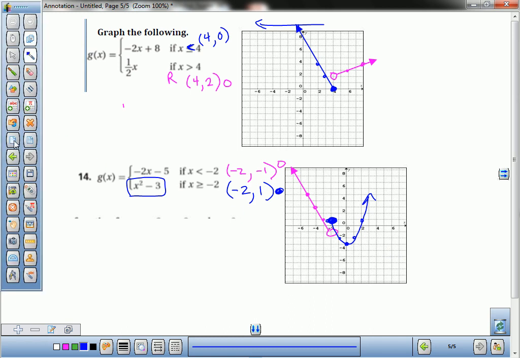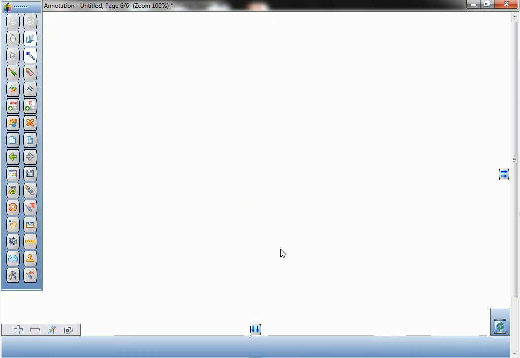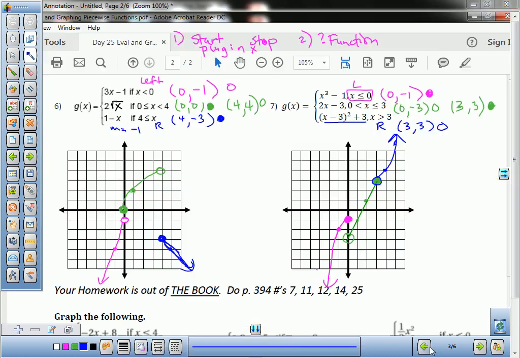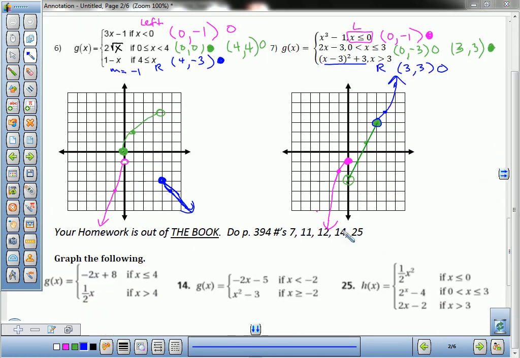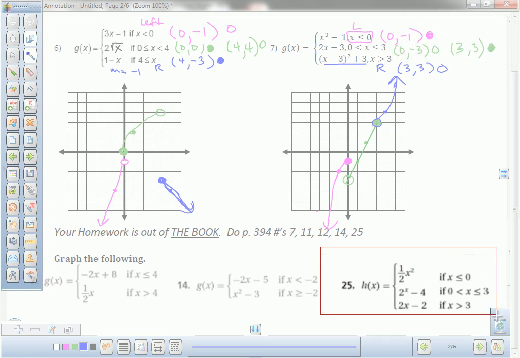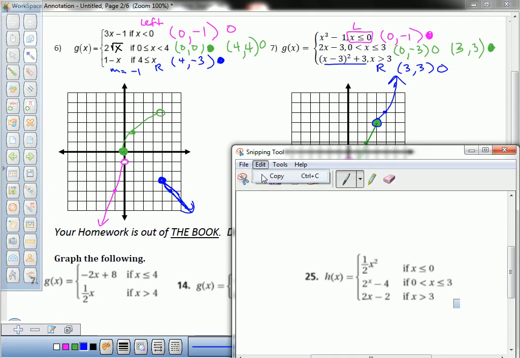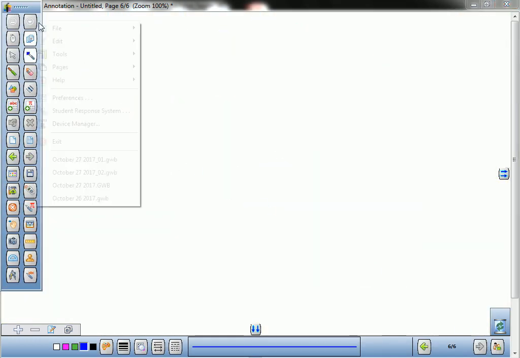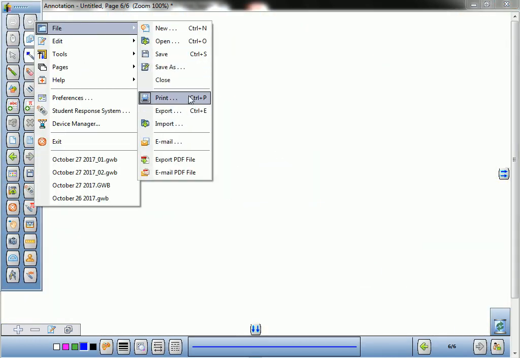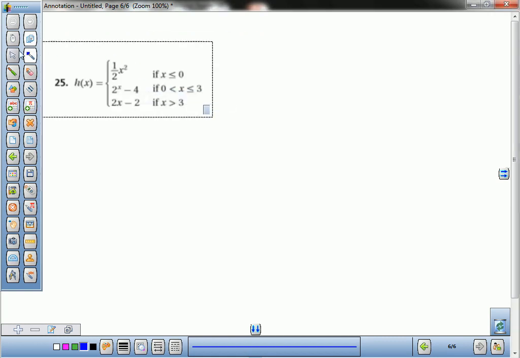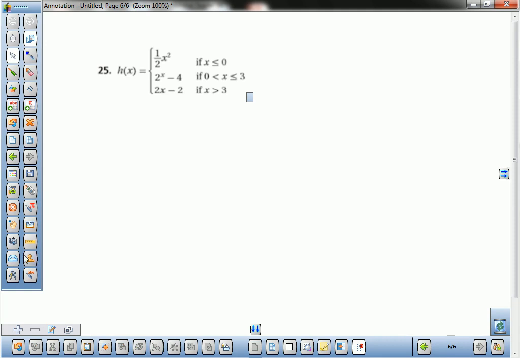We were about to do the last one you had to graph. Finally. Okay. Okay, so let's snip this one, and then we'll move on. Snip. Okay, so I need a graph.